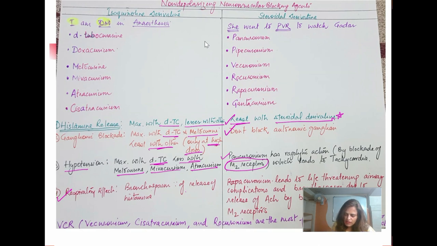Here, rapacuronium was one of the fastest acting steroidal skeletal muscle relaxants, but it is withdrawn. Why is it withdrawn? Because of its life-threatening complication, that is, it causes bronchospasm. So this drug, rapacuronium, is withdrawn.